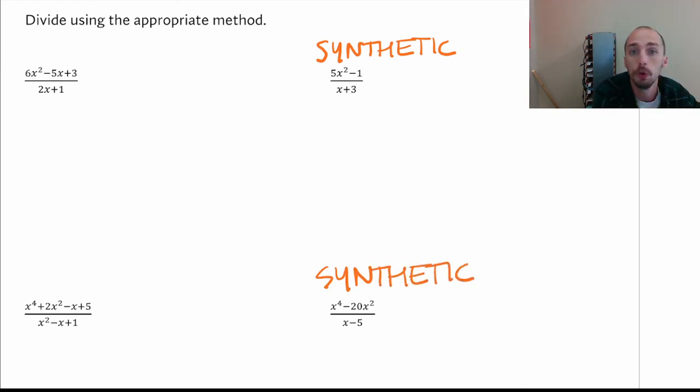But these other two, that 2x plus 1, that's not just x plus a number. That's 2x. That's not worth it. We're going to do long division. And then this one down here, divided by x squared minus x plus 1, that is not just x plus a number or x minus a number, so we're going to do long division on that one as well.